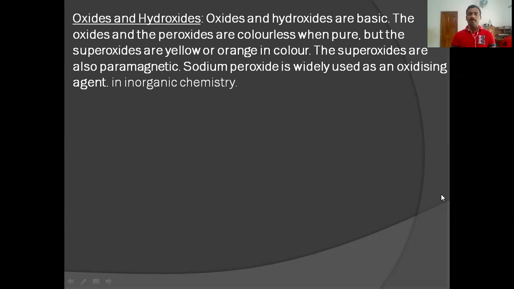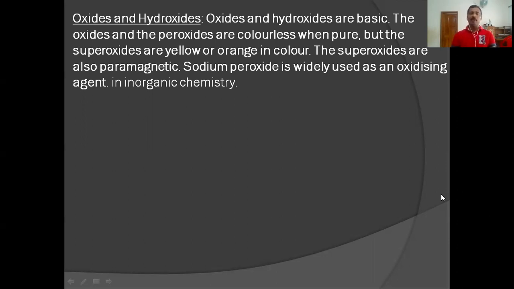The oxides and peroxides are colorless when pure. But the superoxides are yellow or orange in color. The superoxides are also paramagnetic, that we discussed in the 4th chapter. Superoxides are paramagnetic because of the presence of unpaired electrons.